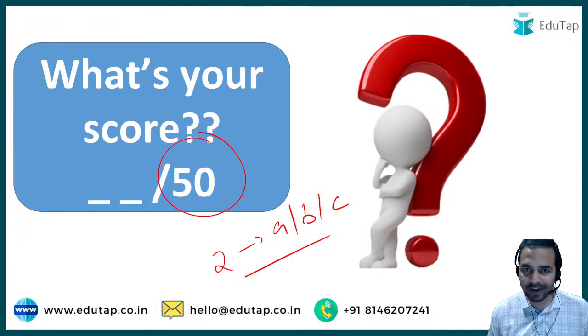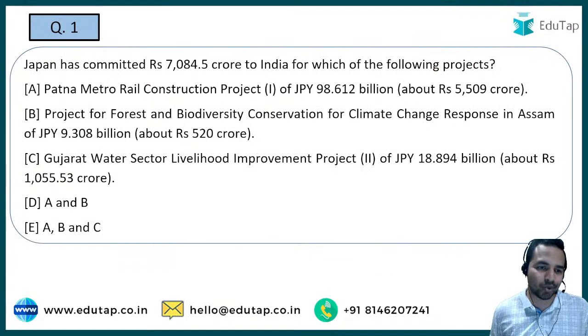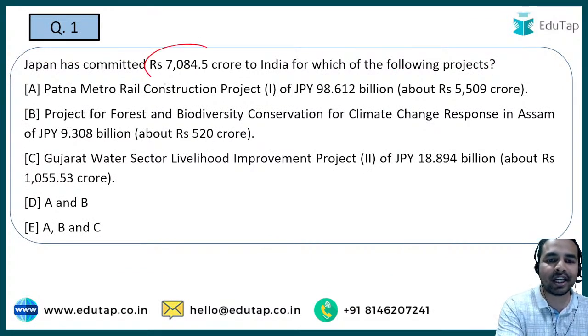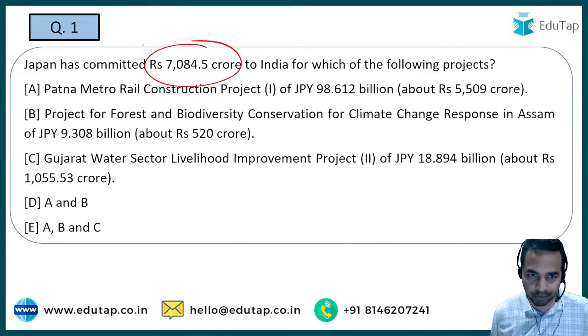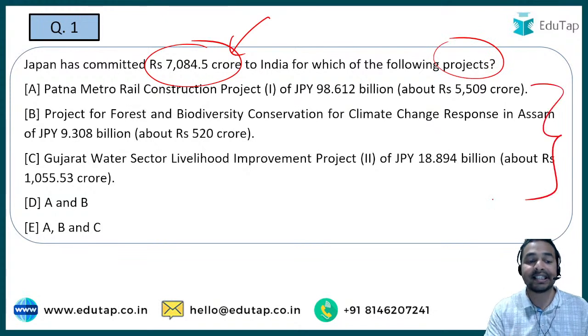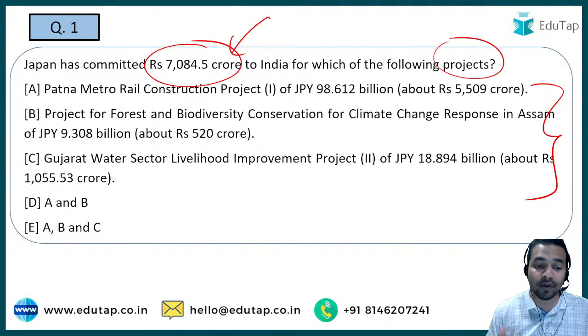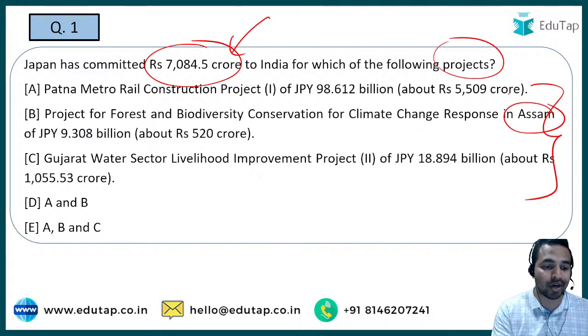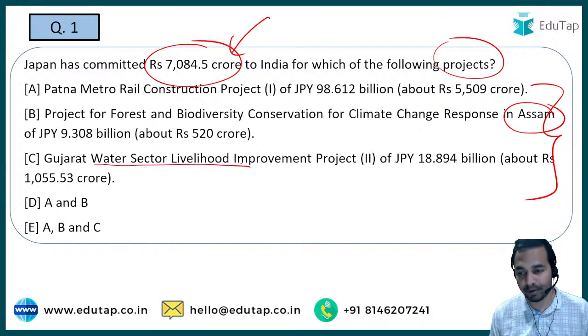So let's start with the very first question of today's session, which is here on the screen. So here guys, the question is, Japan has committed rupees 7084.5 crore to which of the following projects? See guys, recently Japan ने commit किया है ये particular amount इंडिया को, और आपके सामने क्वेश्चन ये है, आपको ये बताना है कि इसमें से ये कौन सा प्रोजेक्ट है जिसके लिए जापान ने ये अमाउंट कमिट किया है. Is it the Patna Metro Rail Construction Project, or it is the project for forest and biodiversity conservation in the Indian state of Assam, or it is the Gujarat Water Sector Livelihood Improvement Project?